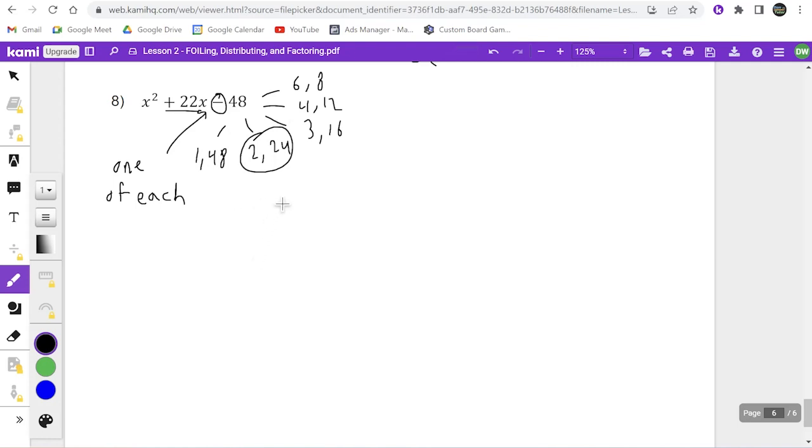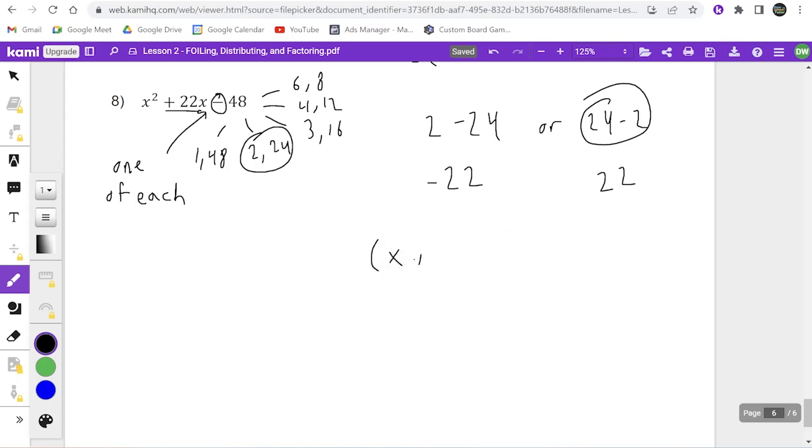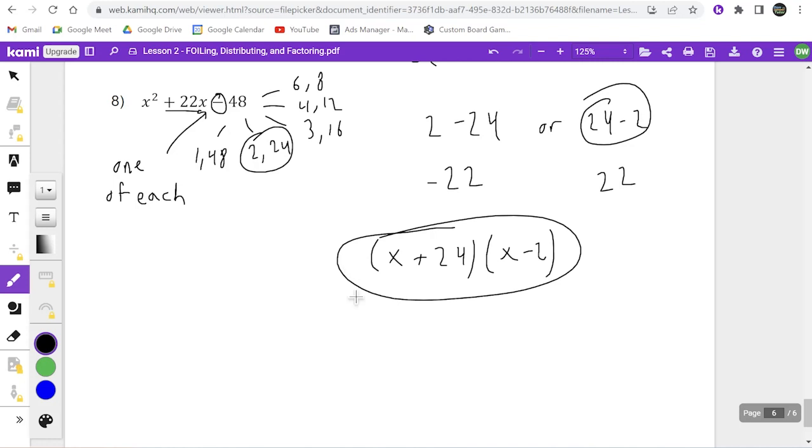Great. So now I need to figure out which one's positive, which one's negative. So there's 2 options. You can have 2 minus 24, or you can have 24 minus 2. 2 minus 24 is negative 22, and 24 minus 2 is positive 22. So it looks like it's going to be 24 and negative 2. And our final answer will be x plus 24 times x minus 2. And there's our answer. So that's it for today's lesson.